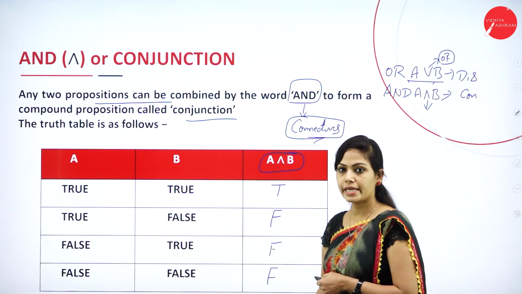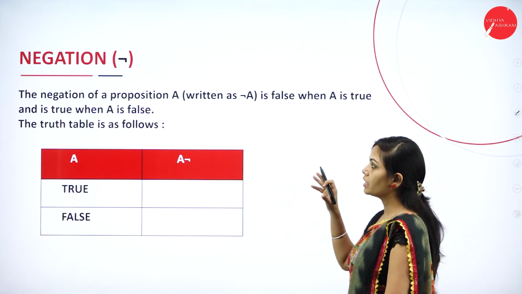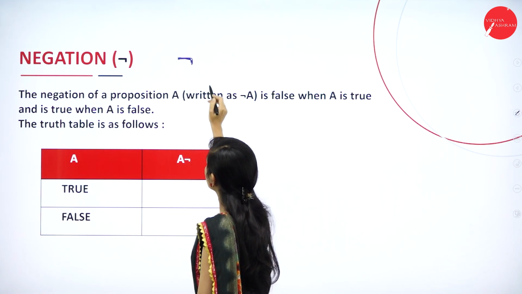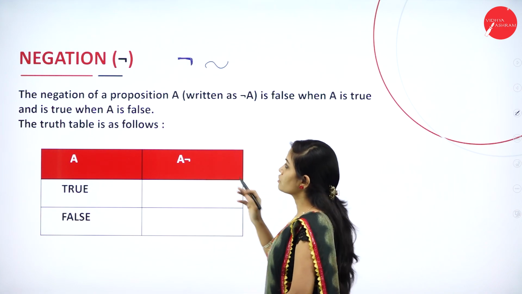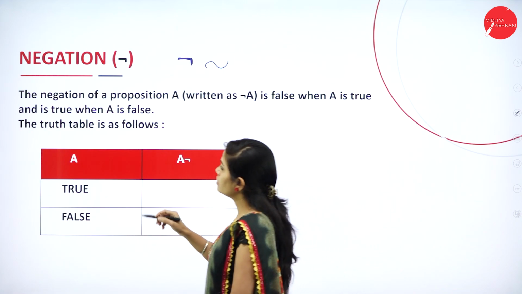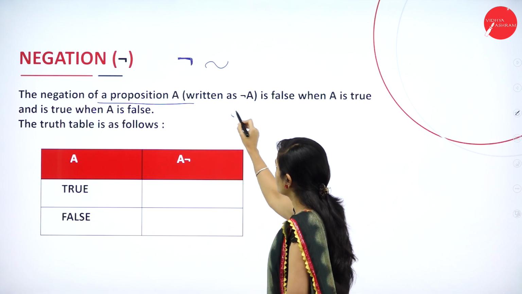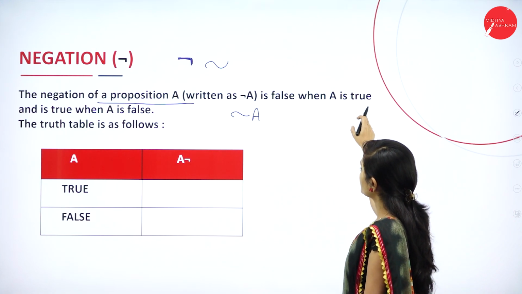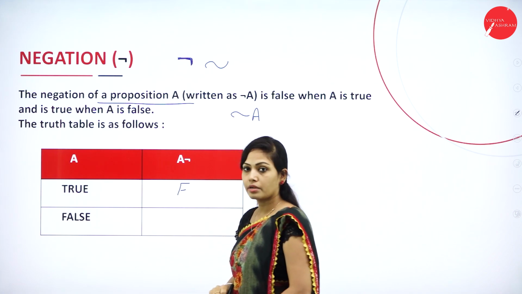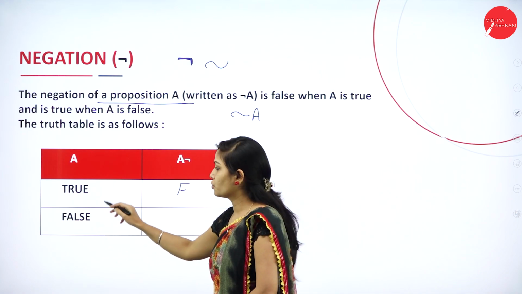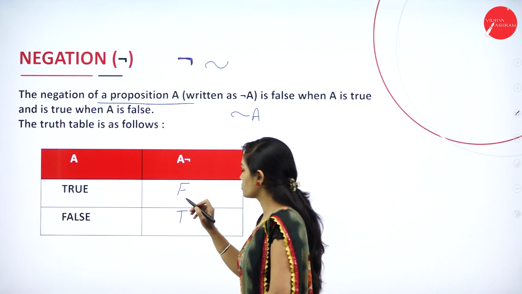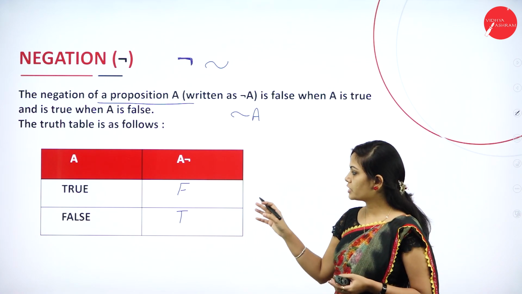And the next statement we have is the negation statement, called NOT. Here we are using the NOT operator. This negation can be written with this symbol, or you can use this symbol also. So NOT operator means it's an inverter. The negation of a proposition A, written as A negation, is false when A is true, and it is true when A is false. So when A is true, the negation of A is false. When A is false, the negation is true. So this is called negation or NOT.